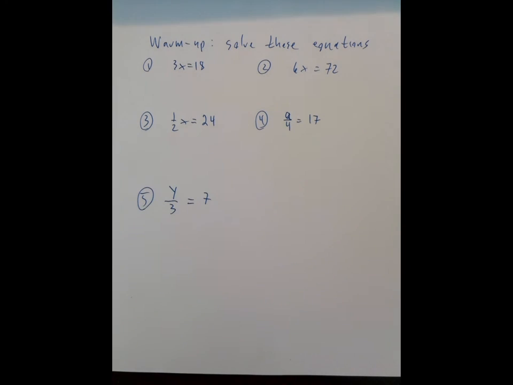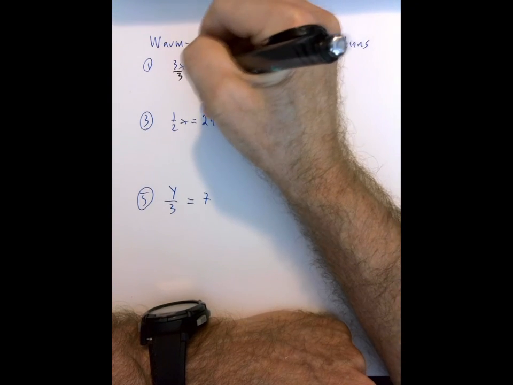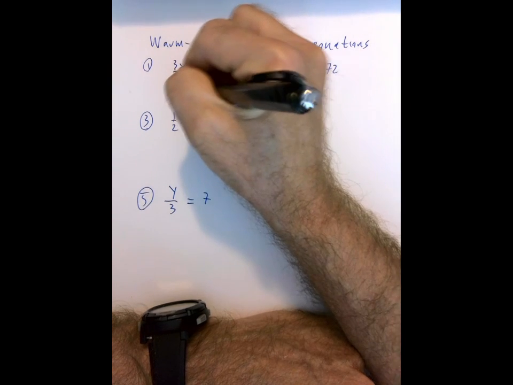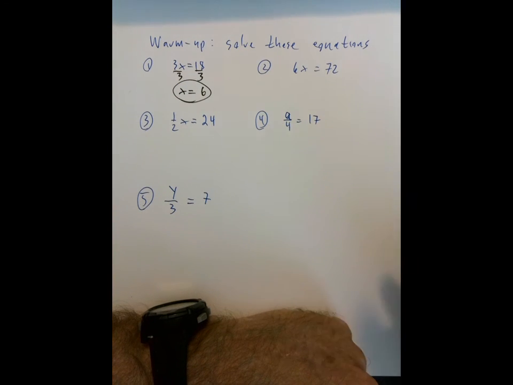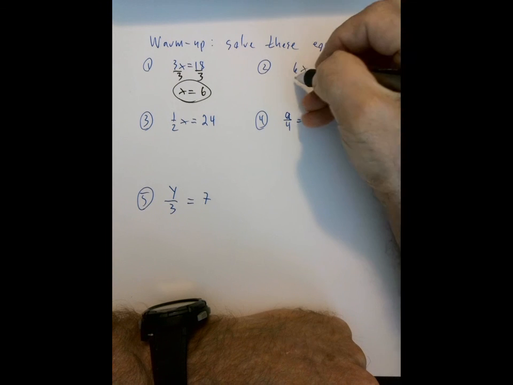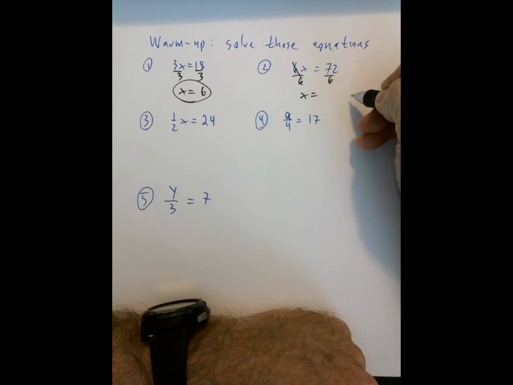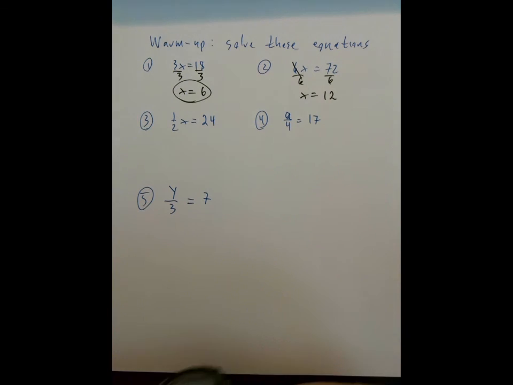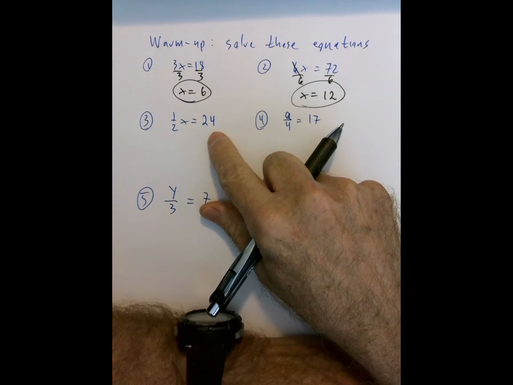Okay, well, I assume you're back now, having worked on and solved those equations. So here's how we would do this one. For this one, we're multiplying by 3, so we're going to divide both sides by 3. X is equal to 6, because 18 divided by 3 is 6, right? Over here, number 2, we're multiplying by 6, so we divide by 6. 72 divided by 6 is 12. You can do these operations on your calculator if you want.